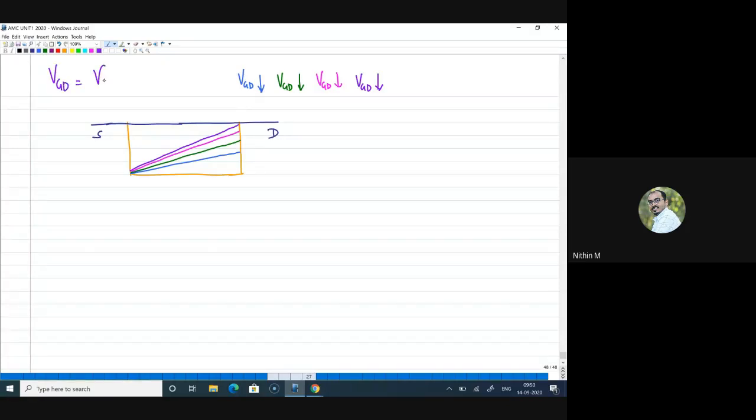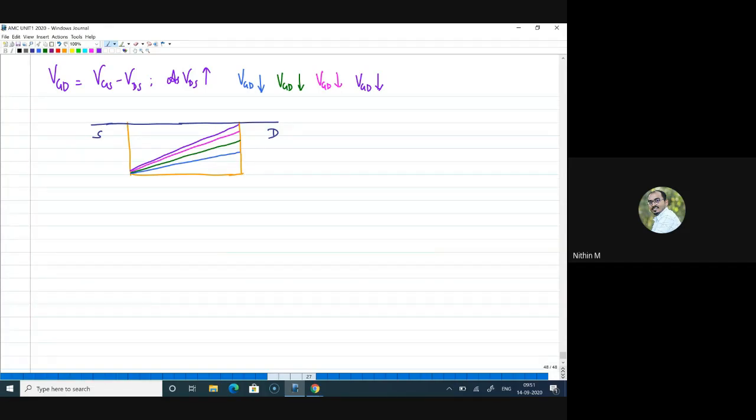VGD is actually VGS minus VDS, and as VDS increases, your VGD is reducing, and that is causing a change to the uniform shape of the channel. And as I hope it is Kirtana, right? As you suggested, the channel will not have a uniform shape. It will actually have a tapered shape.